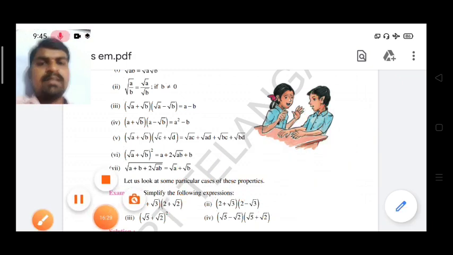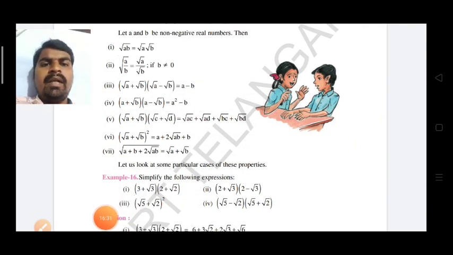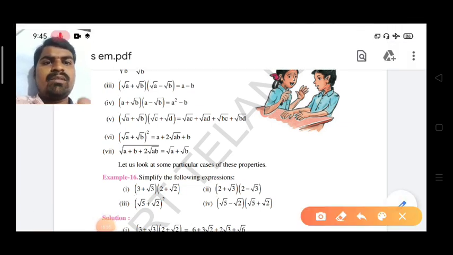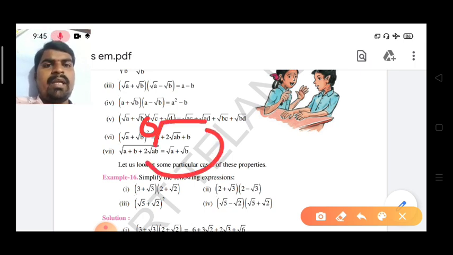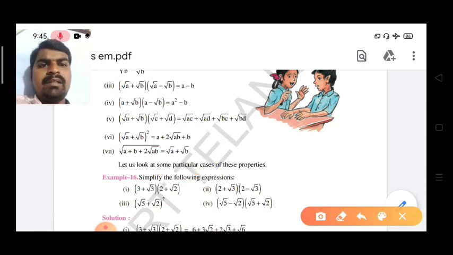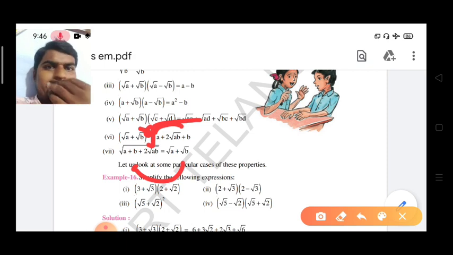And next, here you observe the last one is very simple. In the sixth one, the square is there; square transposing to RHS, it becomes what? Under root. So that is the formula here you observe: under root a plus b plus 2 of under root ab equals under root a plus under root b. Just transposing the square to RHS, it becomes under root. So that is the formula.